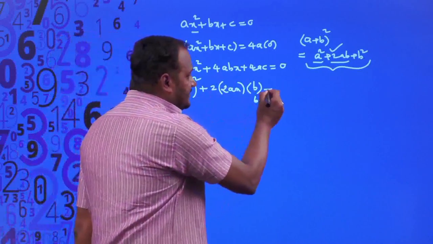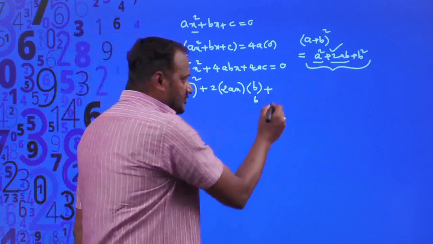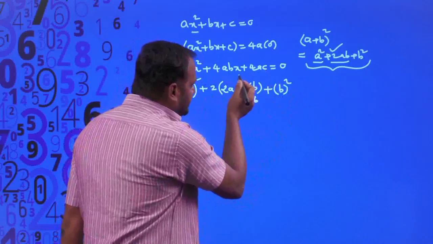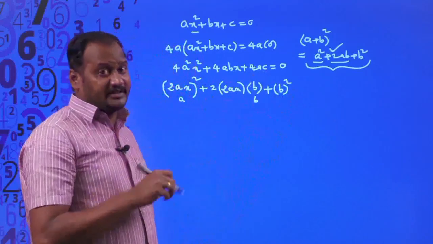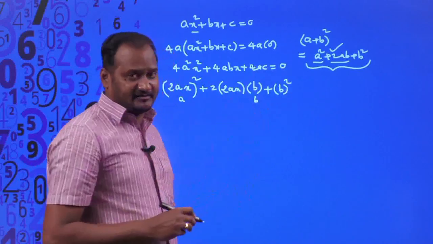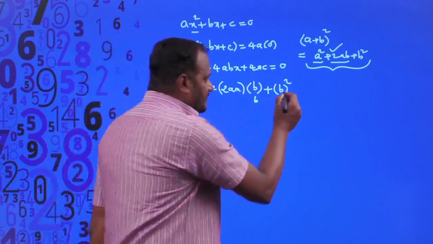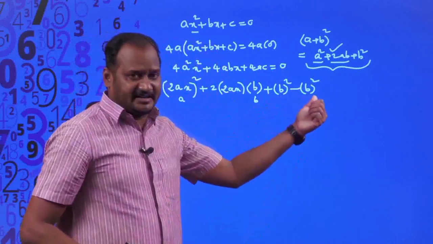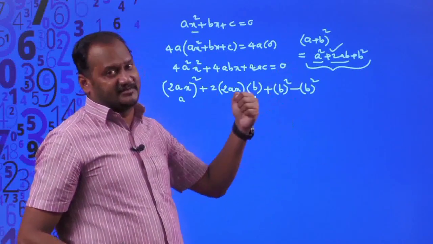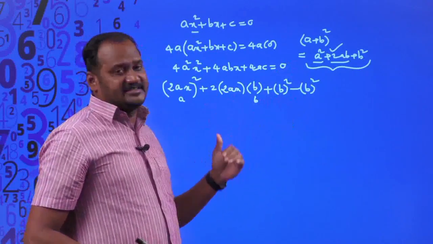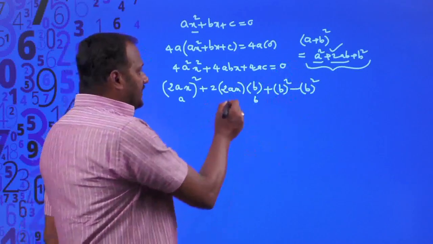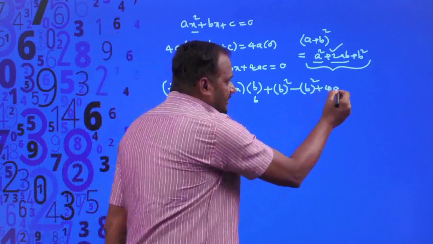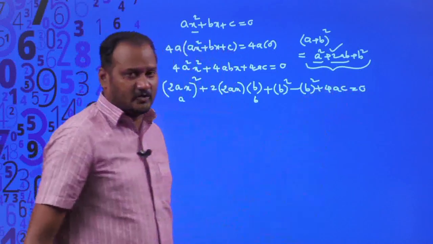So plus, what is the other term in the expansion? That is b square. But once you observe in this expression, b square is not there in any term. But we want that b square in order to make this one a square number. So for balancing, you will have to subtract it. Did you understand? We are adding b square as well as subtracting b square, because we want b square to make it a square number. Since we are adding it newly, to balance this equation you will have to subtract it. And we are left with one more term, that is 4ac. So plus 4ac equals 0. Hope you understand this?